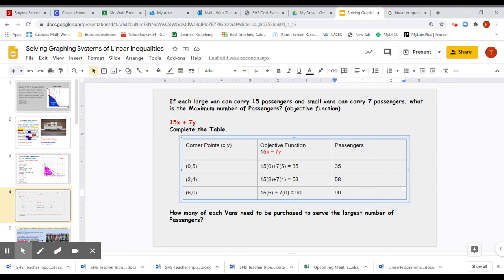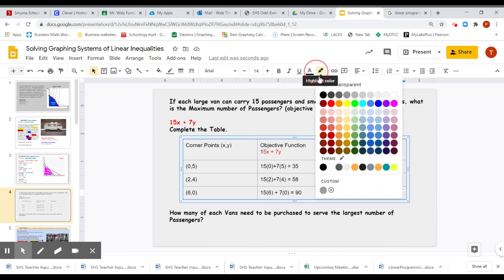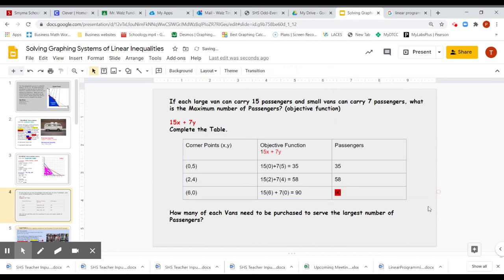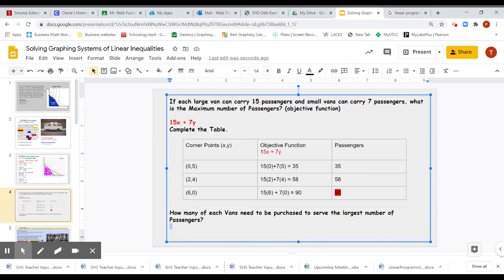So now we go back over here. It says how many of each van needs to be purchased to serve the largest number of passengers? Well, we're looking over here at passengers, what we're looking for. Which one had the largest number of passengers? Well, it just happened to be this one here. So 90. So the answer, because it asks how many of each van, says you will need to purchase 90 large vans.